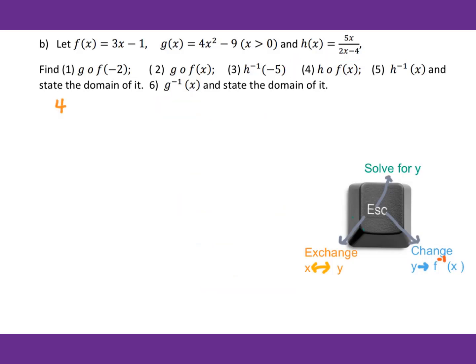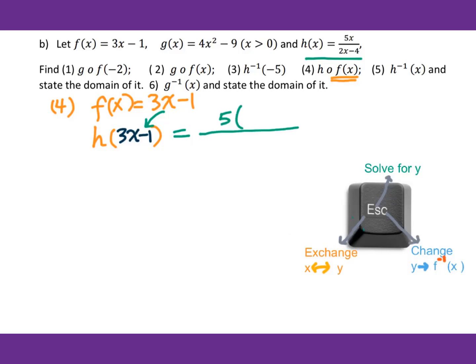Go to number 4. Looking for composite function, inside first. So f of x equals 3x minus 1. Then h of 3x minus 1 equals, for h function, every single x turns into 3x minus 1. Therefore, 5 times 3x minus 1 over 2 times 3x minus 1 minus 4.